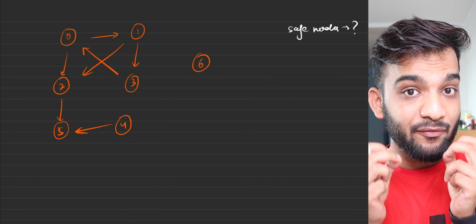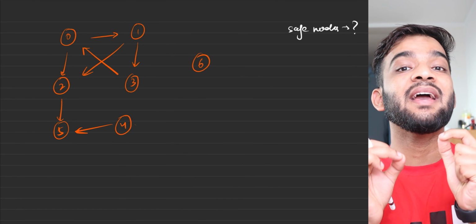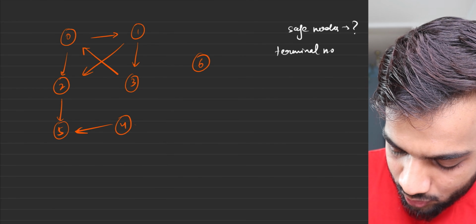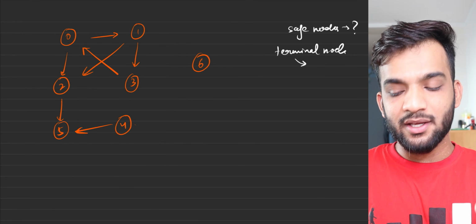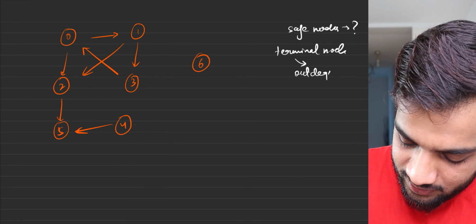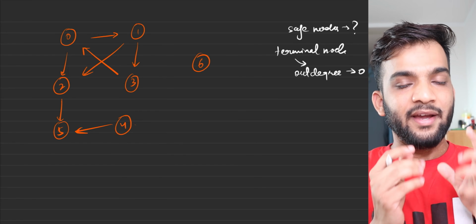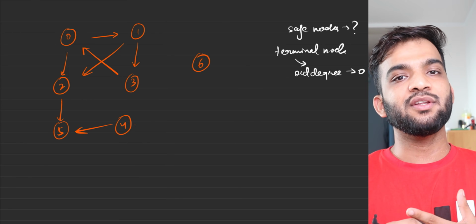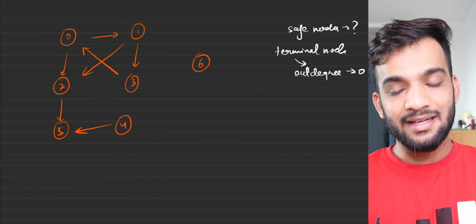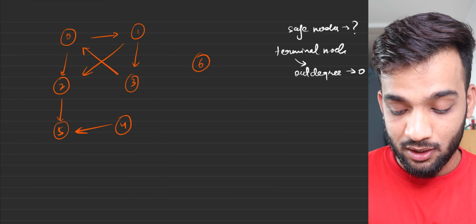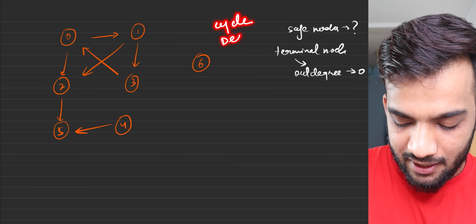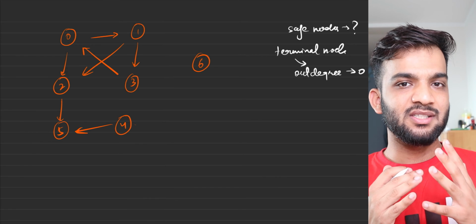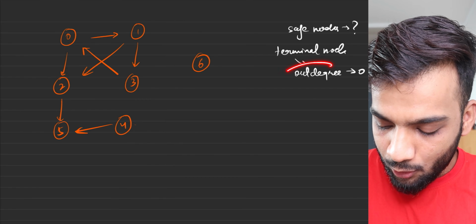What is a safe node? Every path, very important, every path ends up at a terminal node. What is a terminal node? No outgoing edges, or you can say the out degree of that node is 0. In this video, I'll be solving this using the cycle detection technique, and in the next video, I'll be solving this using the BFS or the topo sort technique. In this video, you need to know about cycle detection in a directed graph. If you haven't seen it, you can go back like 3 or 4 videos in the series, and you'll get that video.